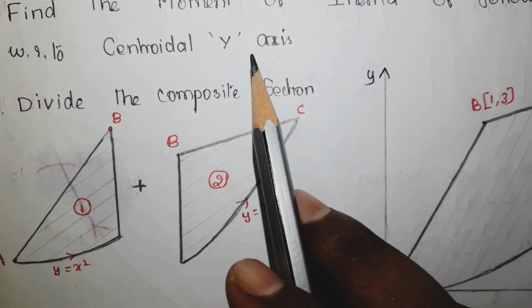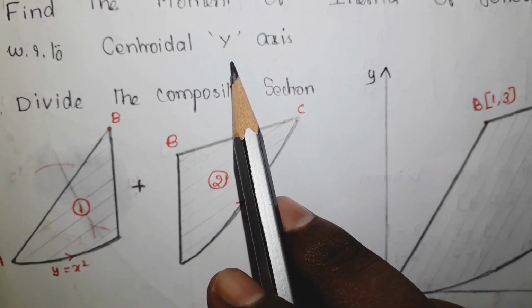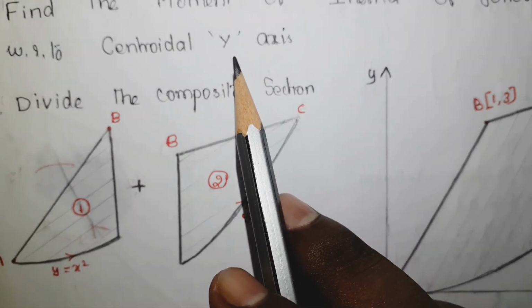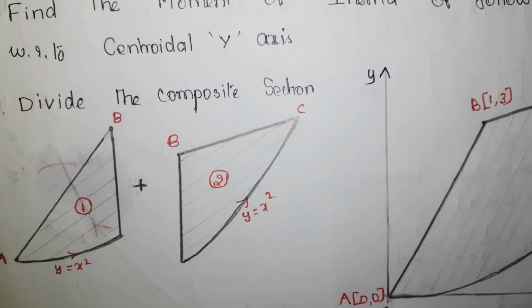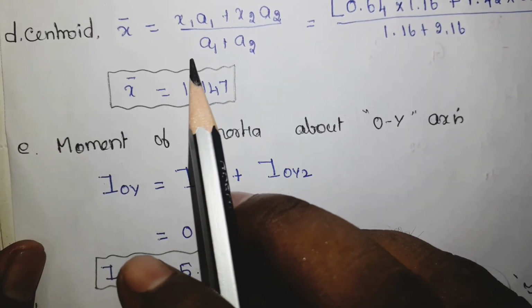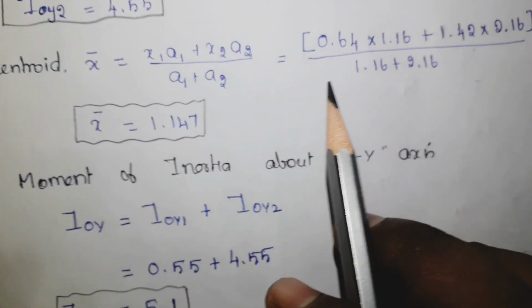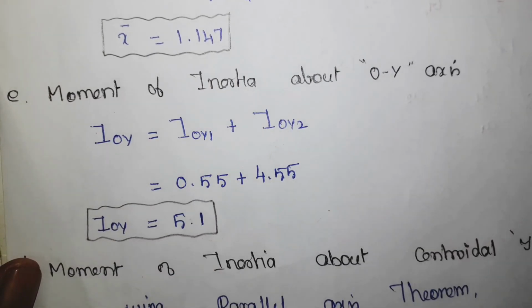Now in the given problem, it is given that we have to find the area moment of inertia with respect to centroidal y axis. So we have to find the position of the centroid from the base axis, but here it is given as only y axis, so it is enough to find the x bar only. So here is the formula for x bar: x1 a1 plus x2 a2 divided by a1 plus a2. Substitute all the values, and finally you will get the answer is 1.147.